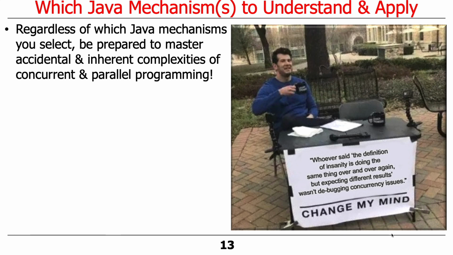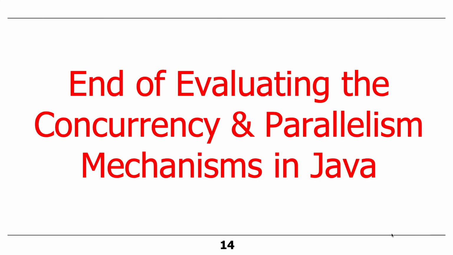Because what you'll find is that you do the same thing over and over again and you get different results each time, because concurrency and parallelism are inherently non-deterministic. So I don't know, I just thought that was a clever little play on words that fits in nicely with this meme. So that's the end of the overview of evaluating concurrency and parallelism mechanisms in Java.